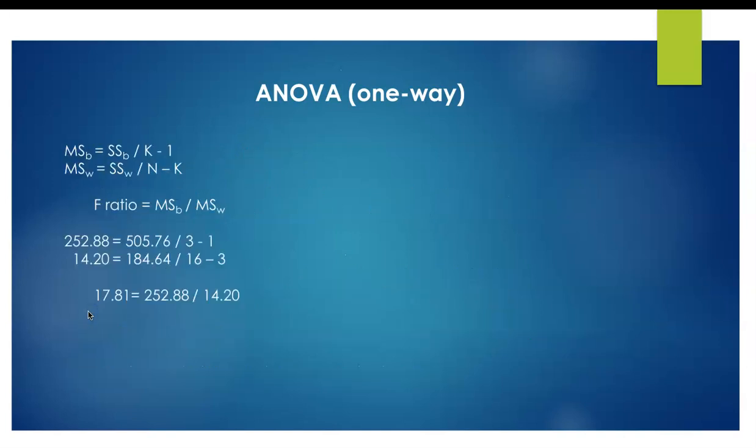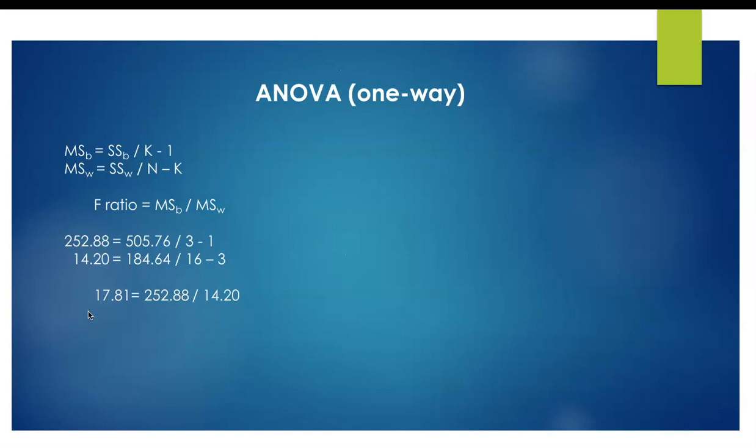So here's that same formula up at the top, and then the specific scores that we got from our earlier calculations. 505.76 divided by 3 minus 1, so divided by 2. And then 184.64, that's the within variance, divided by 16 minus 3, or 13.